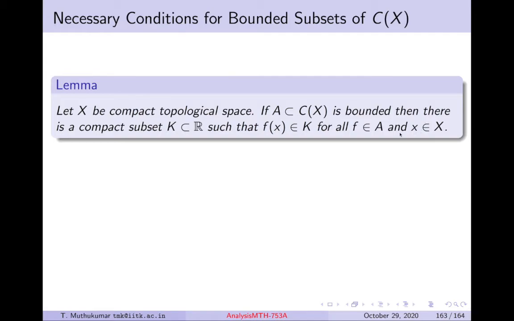Okay, so when you say a set is a bounded subset of the space of continuous functions, it means that you can find a compact subset in the range such that for all x and for all f in A, fx is inside the compact set. So basically the union of the ranges of f for all f in A is inside the compact set.